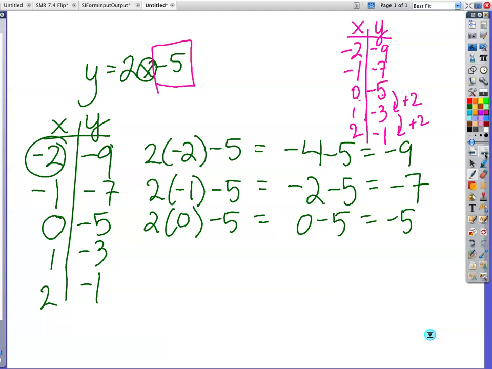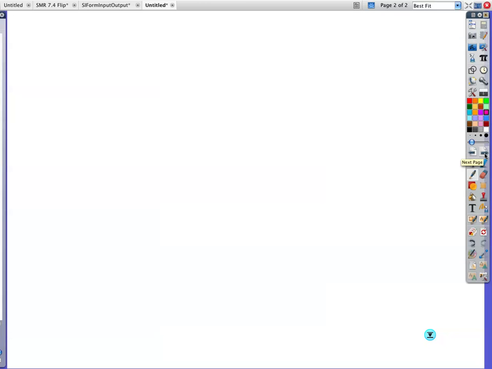Okay? But here's what's going to happen today. You're going to do that a lot. You're hopefully going to get that down pat. And then you're going to see equations like this.